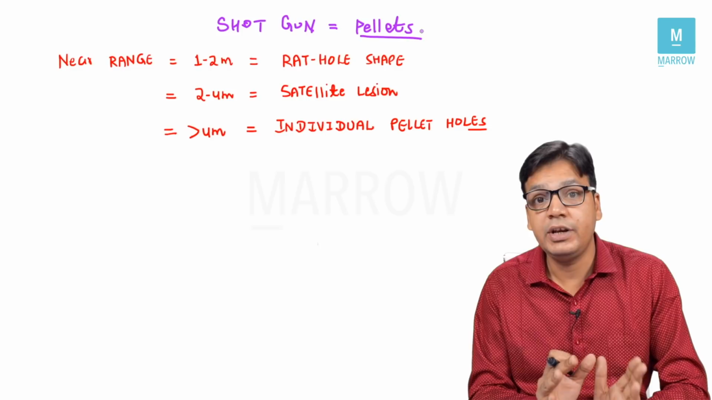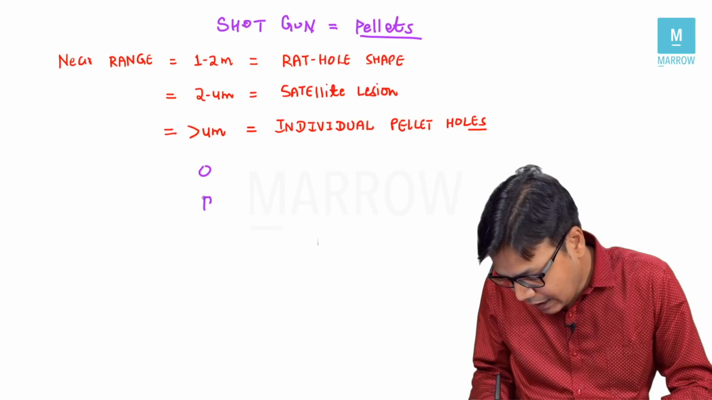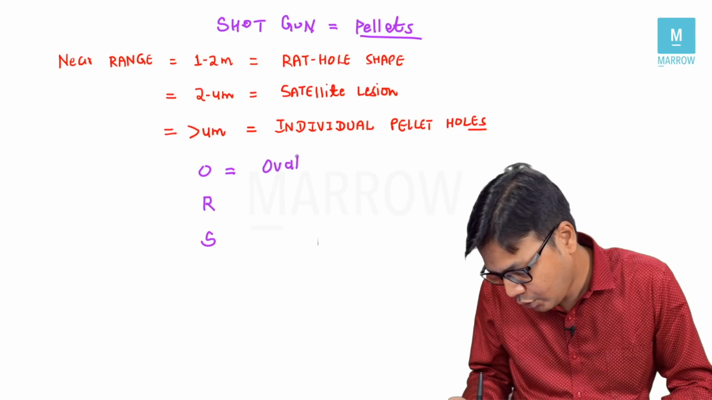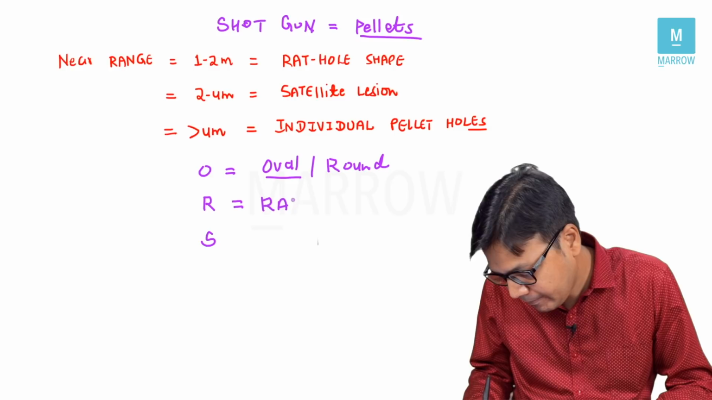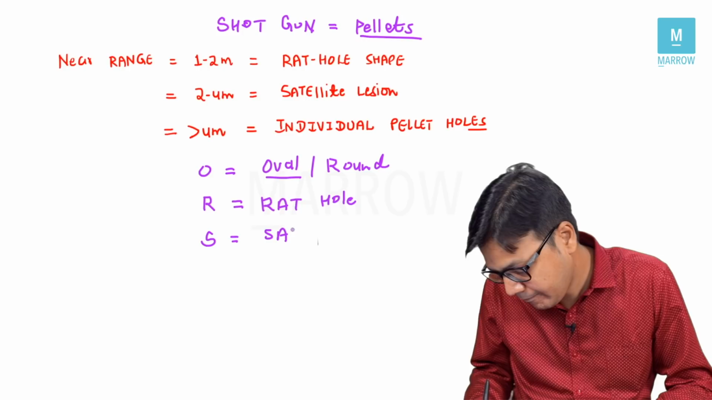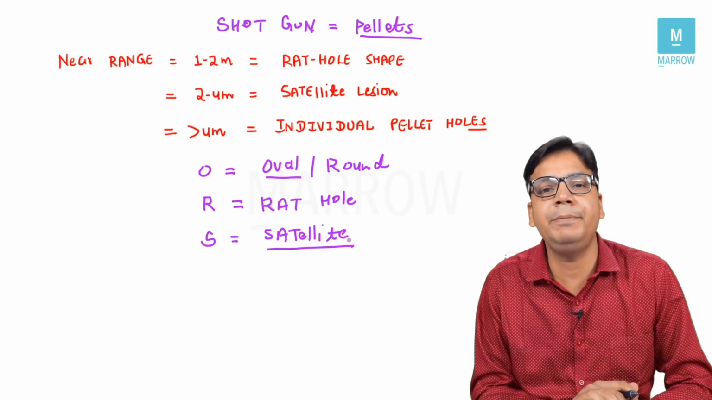You can remember O-R-S. O for oval shape; it may be oval shape or it may be round shape. R for rat hole shape. And S for satellite wound. So that's a very simple explanation. Oval shape, rat hole shape, and satellite wound.